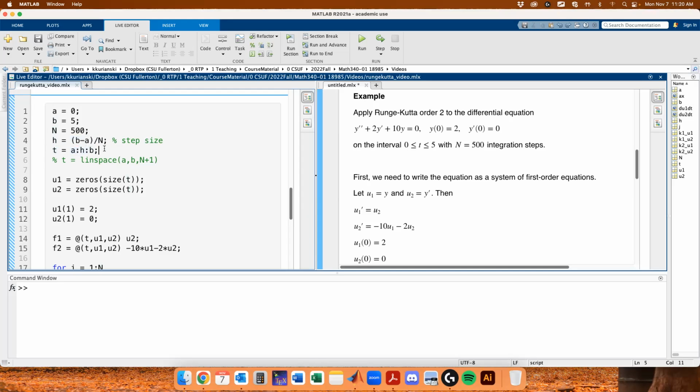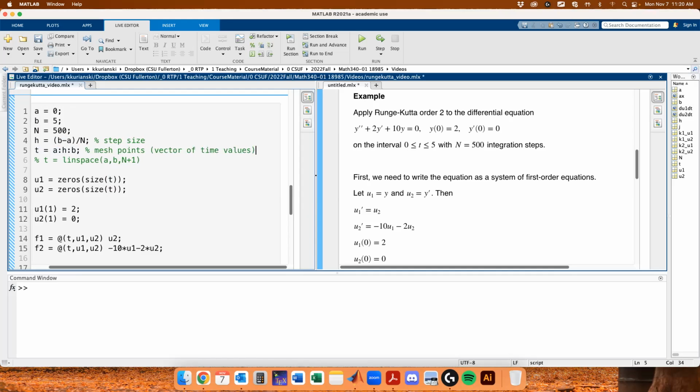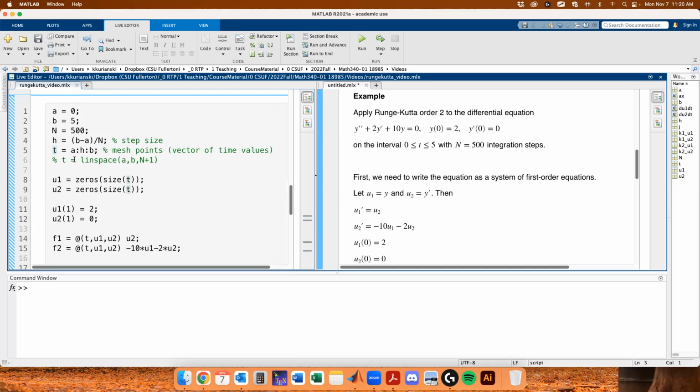Now we can define the vector t. This is our mesh points, or our vector of time values. We can define this as starting at our left endpoint, ending at our right endpoint, and taking steps of size h. You could have also used the linspace command. The syntax is starting value, ending value, and then number of mesh points. The number of mesh points will be n plus 1 because we're including the first point here. So this is the first point, and then we take 500 steps, so it's 1 plus 500.